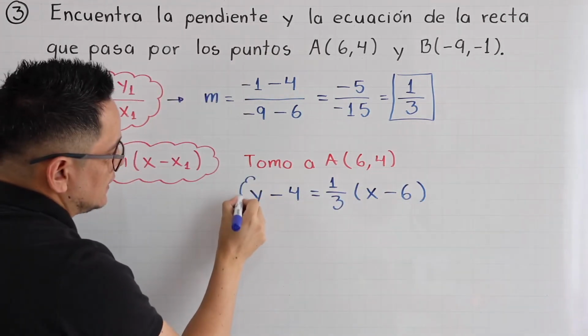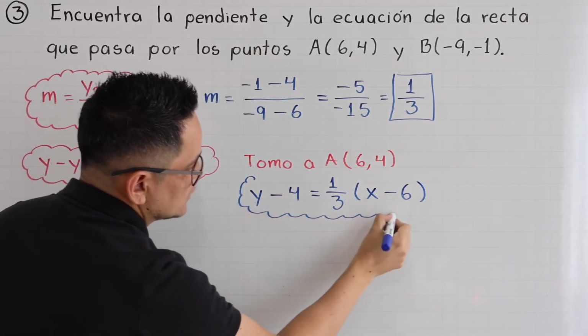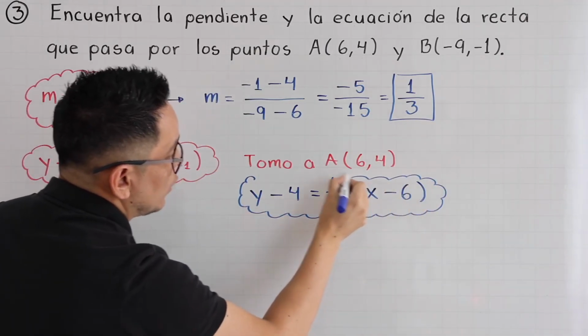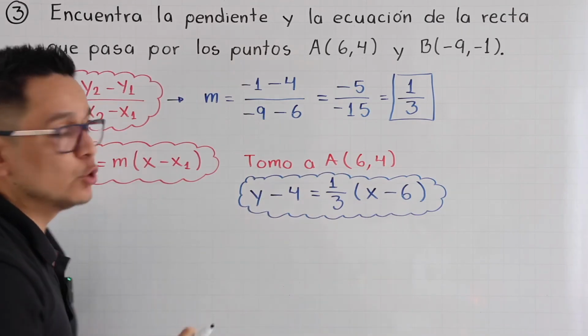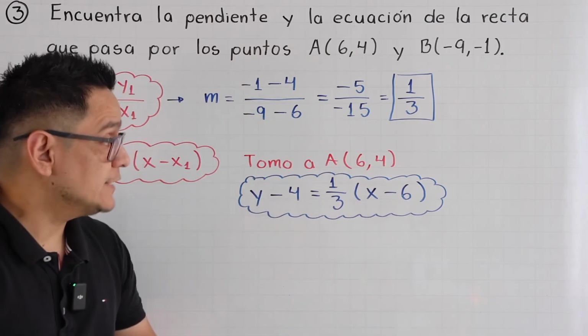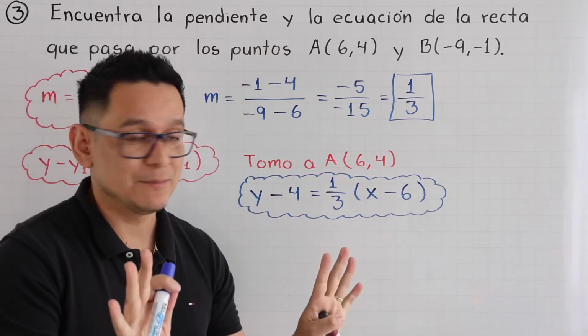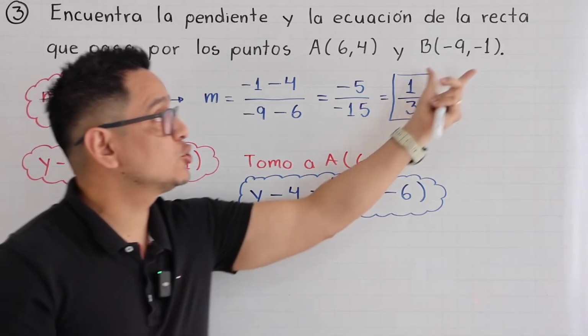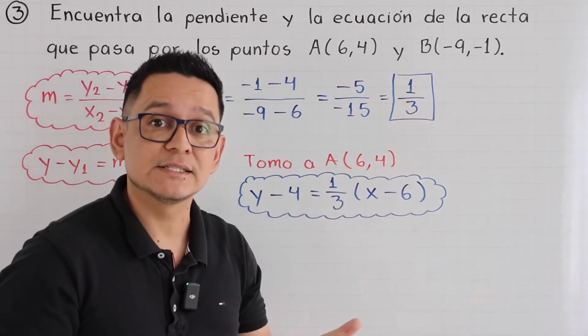This one right here is already the equation of the line in its point-slope form when we are taking point A. And, as I was saying, this is fine. It's done. We're already done in this case, but if we take this other point, we're also going to do it correctly.